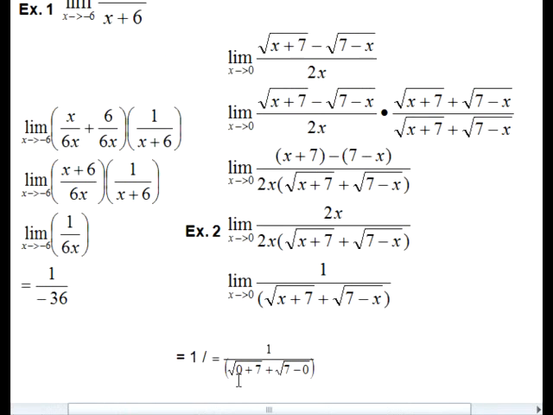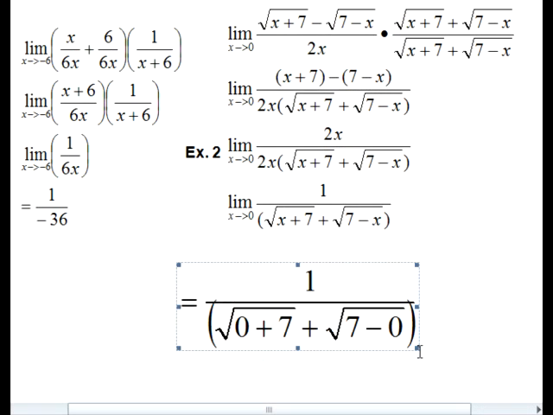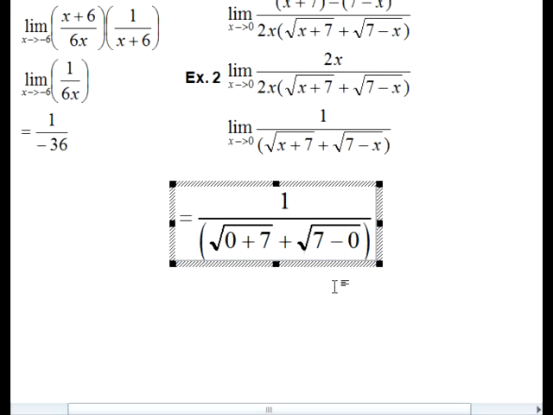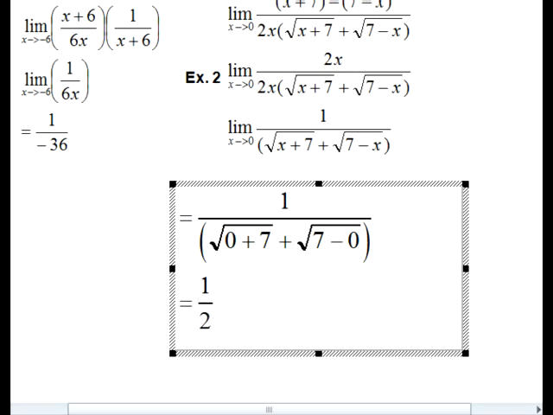So that turns into the root of, a little bigger so you can actually see it. Once I sub in 0 for x, that's what I get. That just turns into 1 over 2 root 7.